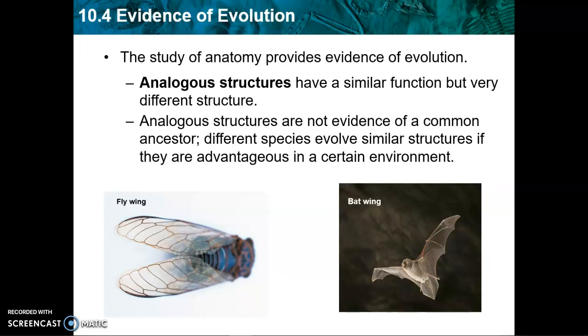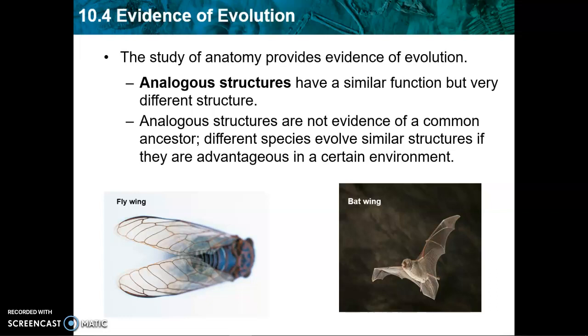Our next type of anatomical structure is called analogous structures. This is kind of the opposite. This would not suggest a common ancestor. Instead, analogous structures have similar functions, but the structure, or how that thing is put together, is very different.